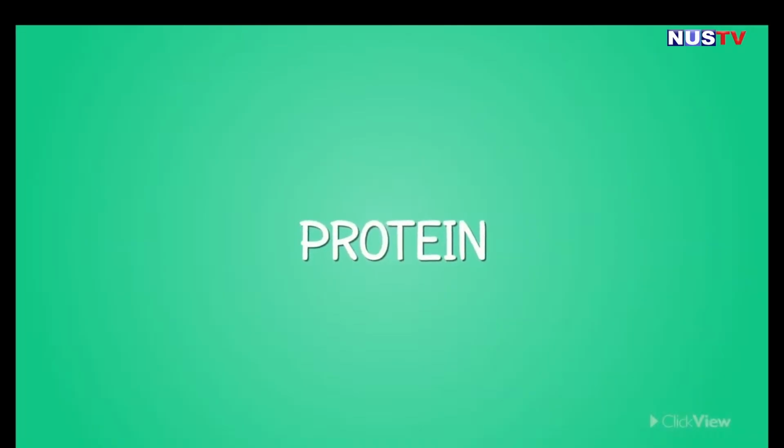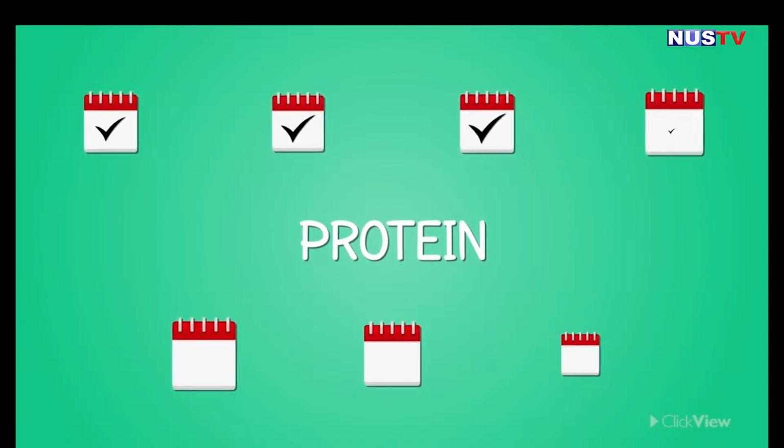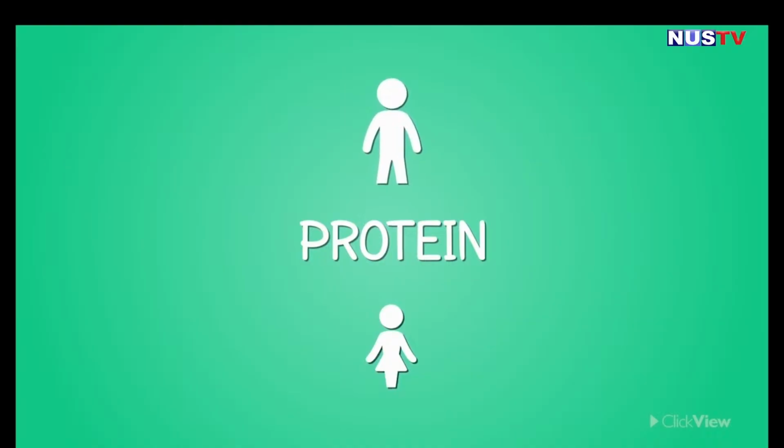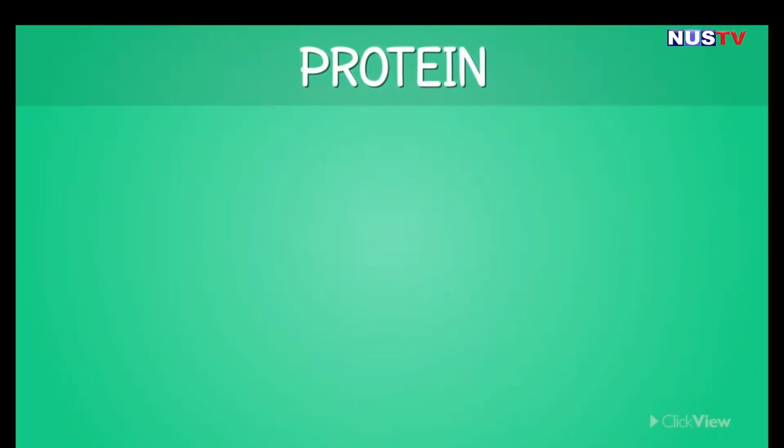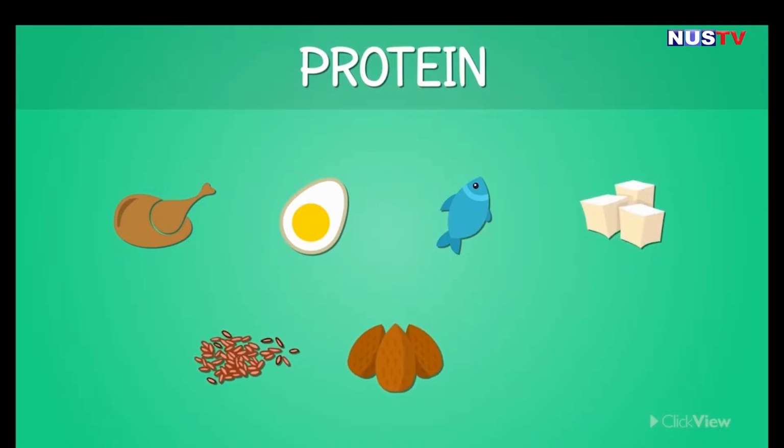Protein. It is very important to include foods rich in proteins in our diets every day, as they are important for the growth and repair of our bodies. Protein-rich food to include in our diet are lean meats, eggs, fish, tofu, seeds, nuts and beans.